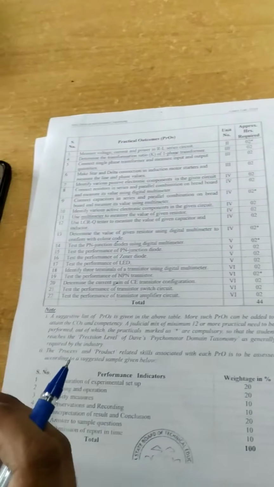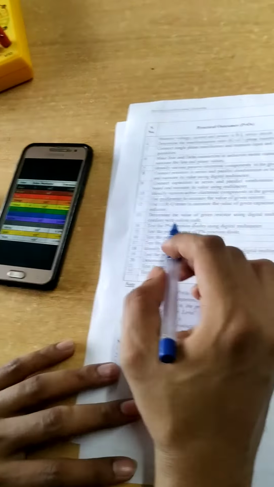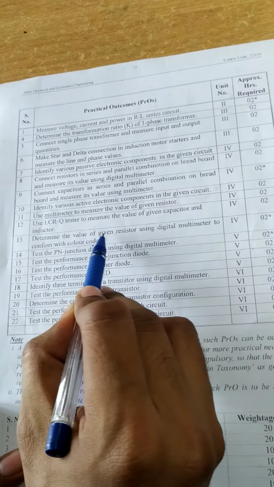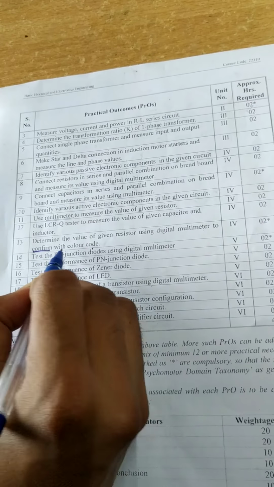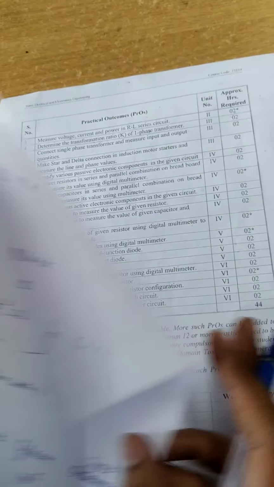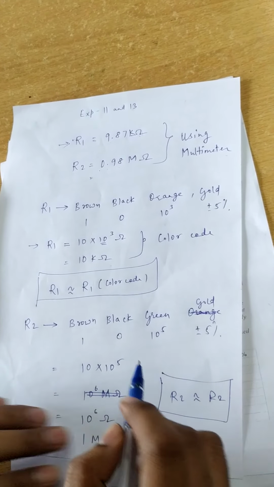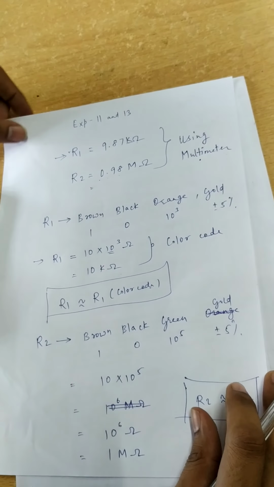So we have seen the two values of R1 and R2, and with this our experiment number 13 is completed: determine the value of given resistor using digital multimeter to confirm with color code. Here we have confirmed these two values, once using multimeter and second by using color code. Okay, thank you everyone.